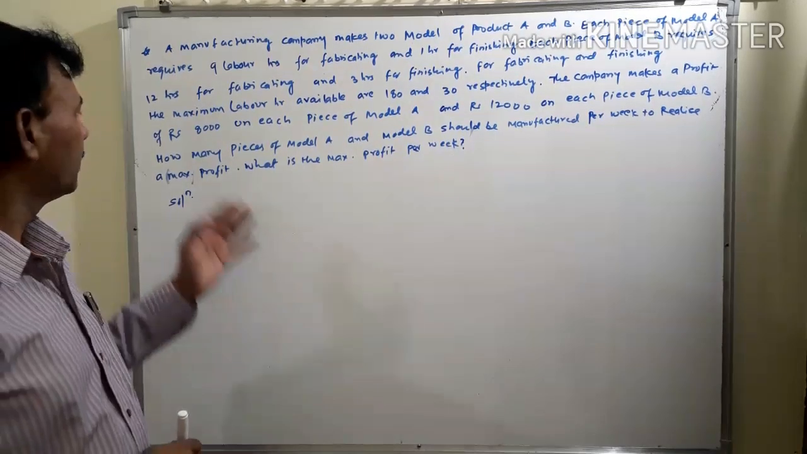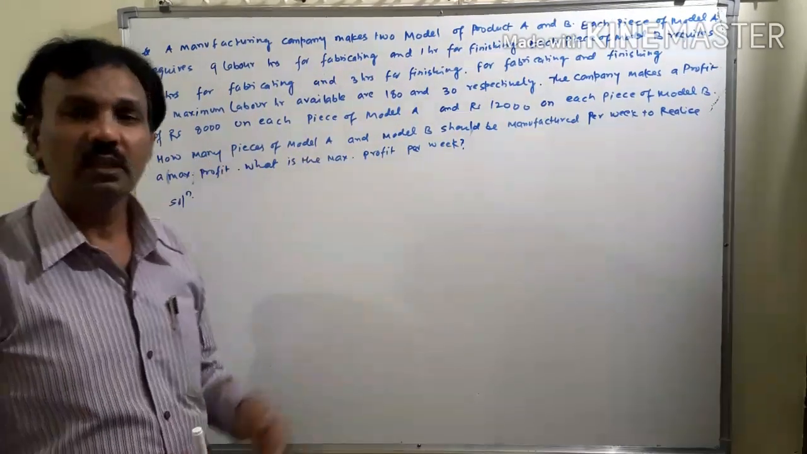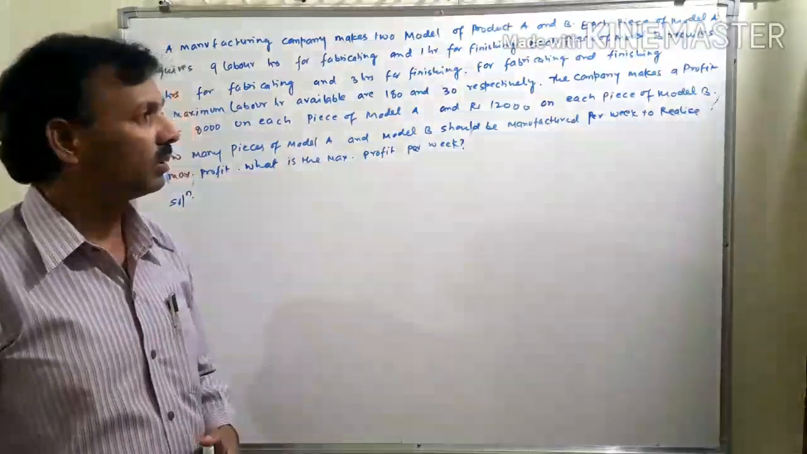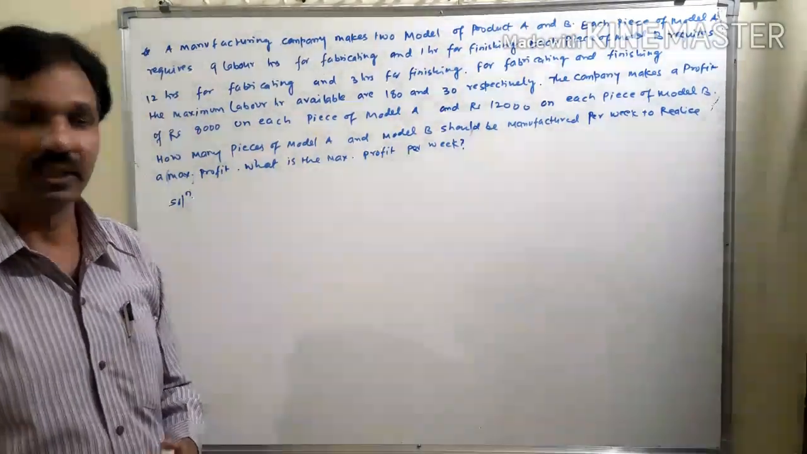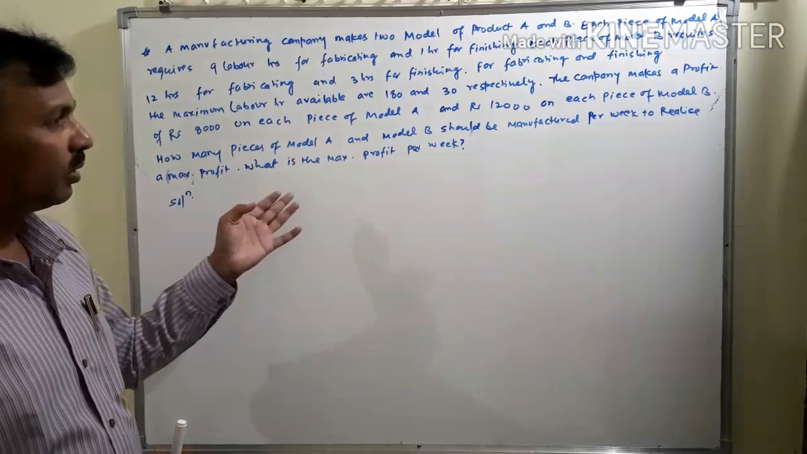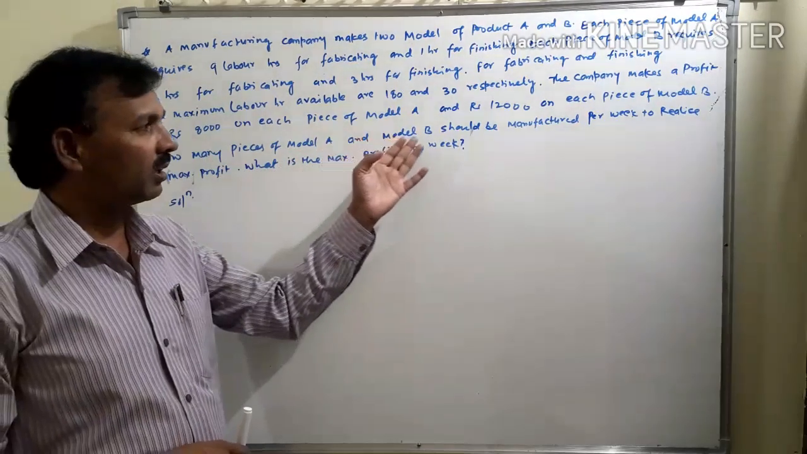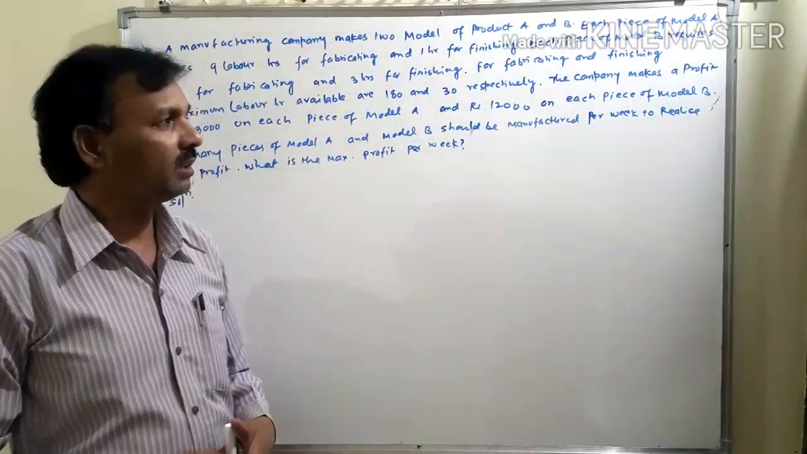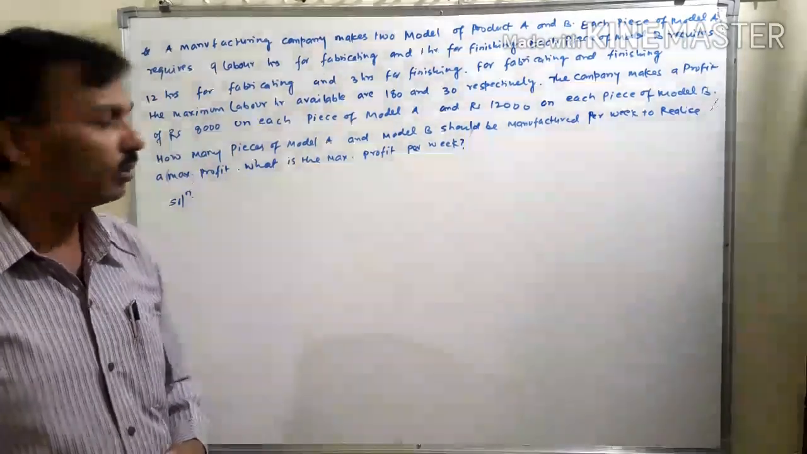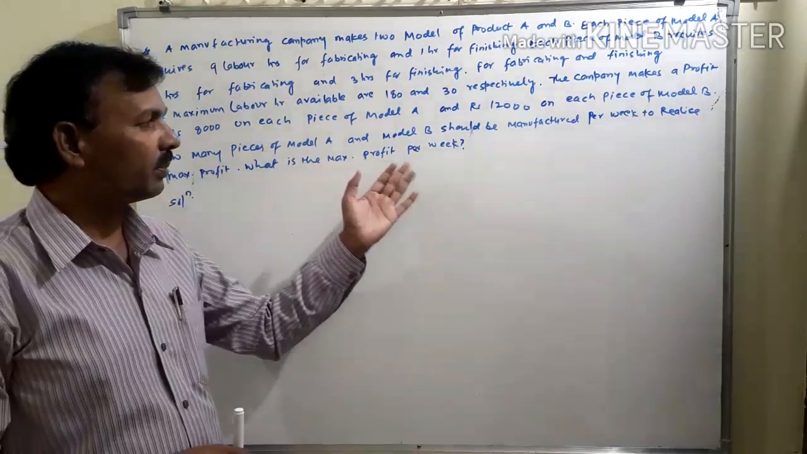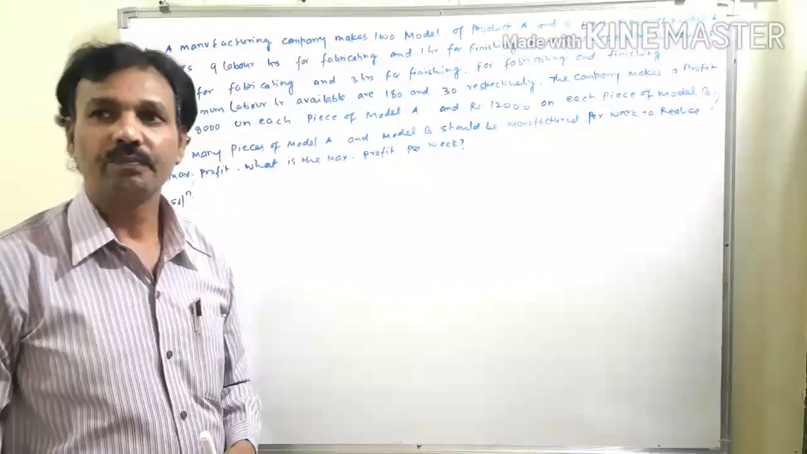The company makes a profit of rupees 8,000 on each piece of model A and rupees 12,000 on each piece of model B. In this question, we ask how many pieces of model A and model B should be manufactured per week to realize the maximum profit. What is the maximum profit per week?